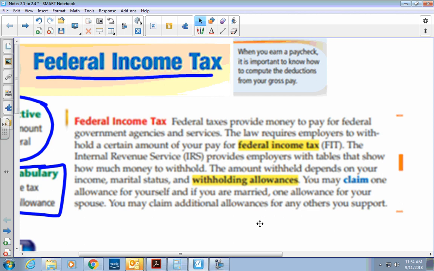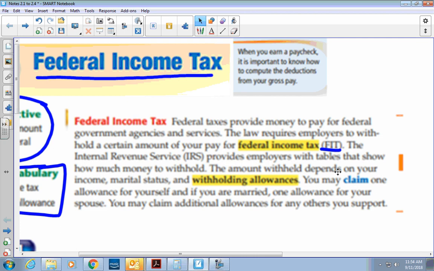I want you guys to underline FIT. Some of the activities I give you will ask you to find the FIT, and if we don't remember that it means federal income tax, it might be confusing. The Internal Revenue Service, which is the IRS, provides employers with tables that show how much money to withhold.